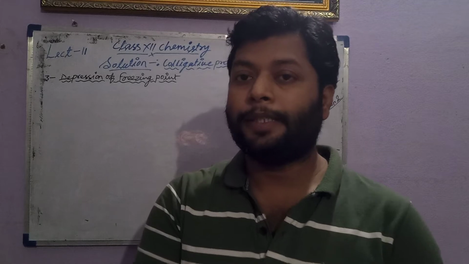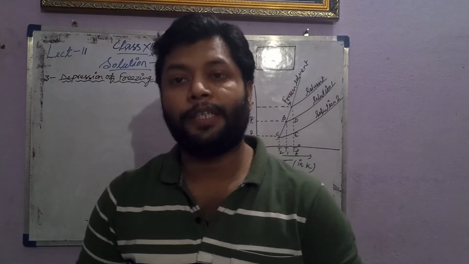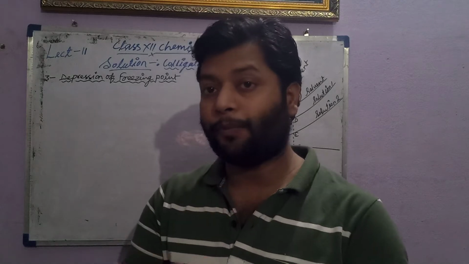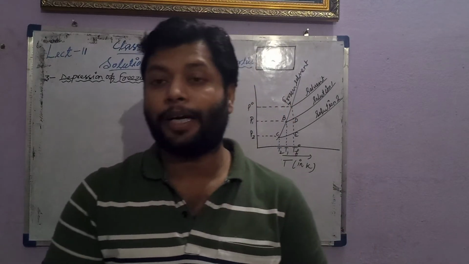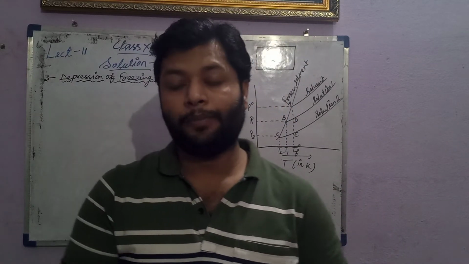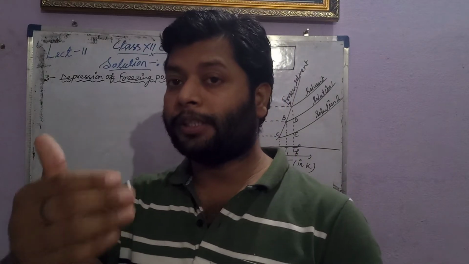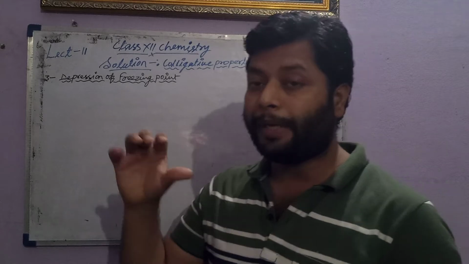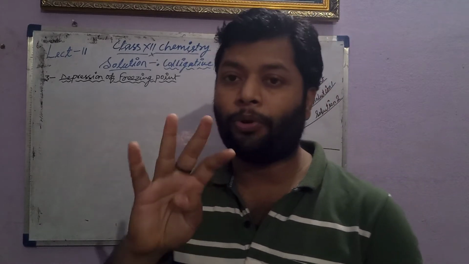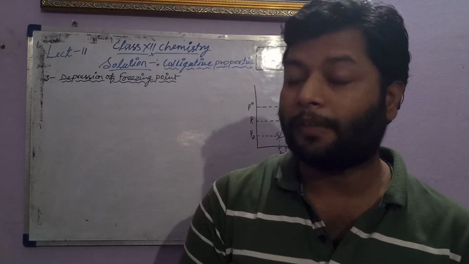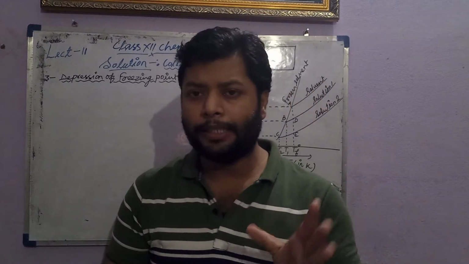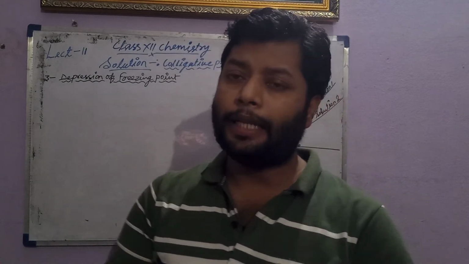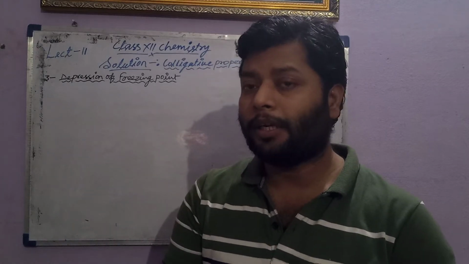Last lecture was based on two different colligative properties of the solution: relative lowering of vapor pressure, and the second was elevation of boiling point. Now we are going to discuss the third property, that is depression of freezing point, and the fourth one is called osmotic pressure. We have to study these four colligative properties throughout the chapter, and only these four are in your syllabus also.